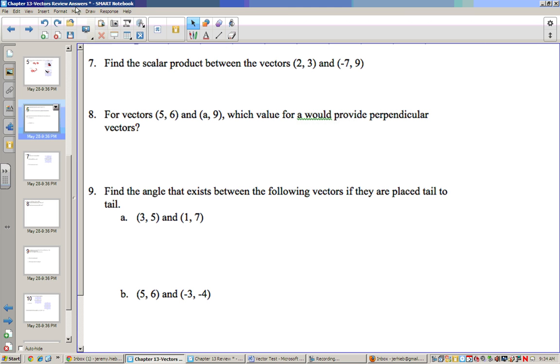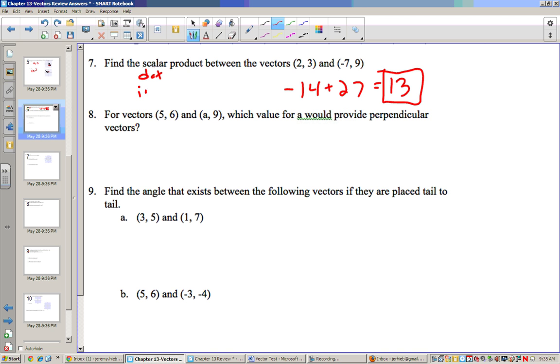All right, on page 3, we start with find the scalar product between these two vectors, 2, 3, and negative 7, 9. So if I multiply the x's, that'll be negative 14. If I multiply the y's, that'll be 27. So this gives us a scalar product of 13. And keep in mind, a scalar product is also called a dot product. Some rare cases they call it inner product, but it could be any of those.